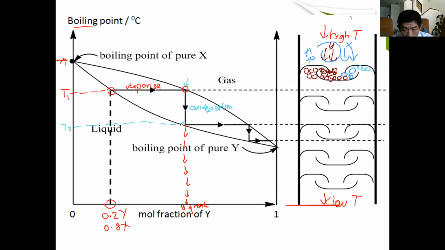Okay, so this is the composition at T2. So at T2, the process keeps on occurring, where in here the heating process is still occurring. Some of the Y will keep on vaporizing. Y will keep on vaporizing together with the X. X will also be vaporized. So the vapor will keep on vaporizing.